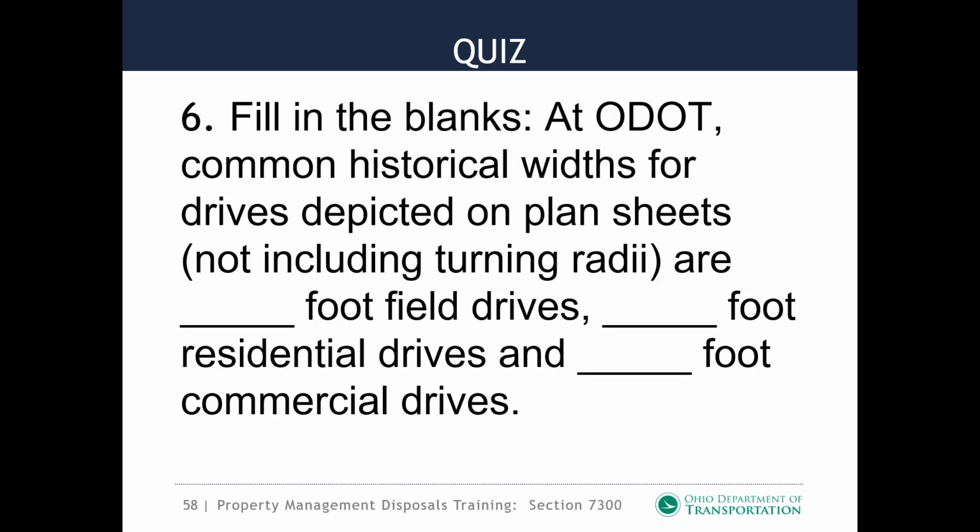Number 6, fill in the blanks. At ODOT, common historical widths for drives depicted on plan sheets, not including turning radii, are blank foot field drives, blank foot residential drives, and blank foot commercial drives.